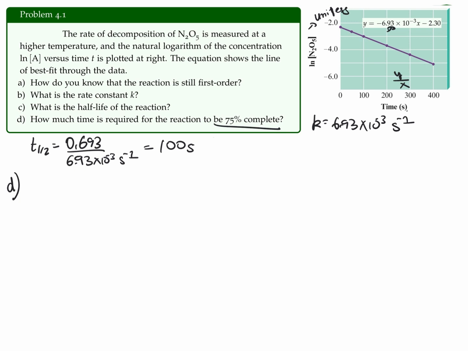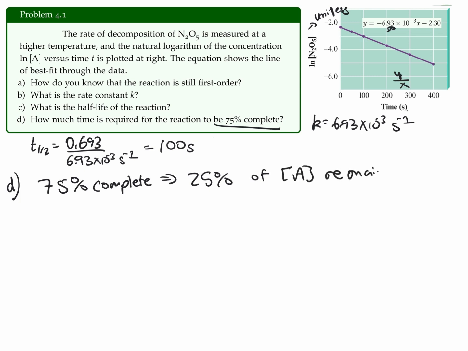Now, the only thing we have to do here then is to account for what that means. So 75% complete means that there's 25% of A remaining. Again, just sort of like a word problem thing here. That's the meaning of 75% complete. And it's how much of the initial starting material that remains that is what we include in our equation.